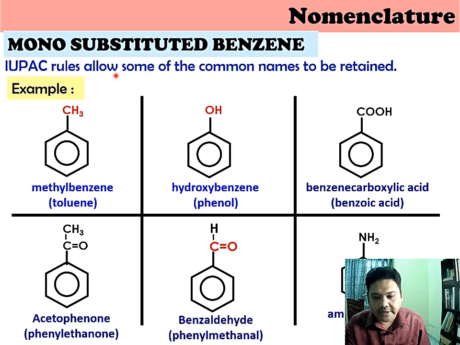and also aniline, for aminobenzene. So all these names, benzoic acid, phenol, toluene, aniline, are also accepted as IUPAC nomenclature.